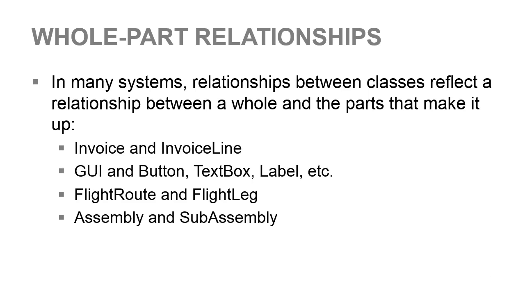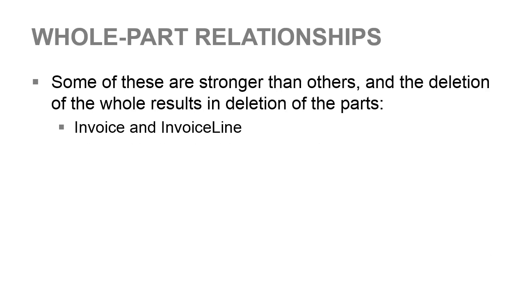Some will be in the business domain, such as invoice and invoice lines. Some will be in the design of the solution, such as a graphical user interface, and the buttons, text boxes, labels, and so on that make up the GUI. Some will have a strong relationship, where deleting an object of the whole class results in deleting the objects that make up that whole. Others will have a weaker relationship, where deleting an object of the whole class will leave the objects that make up the whole untouched.